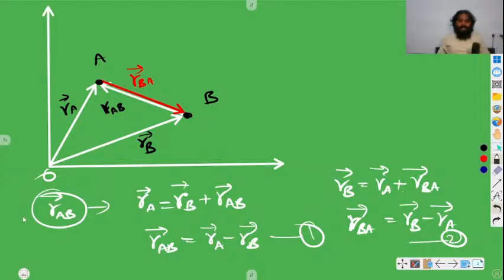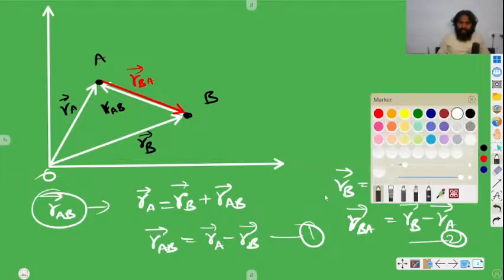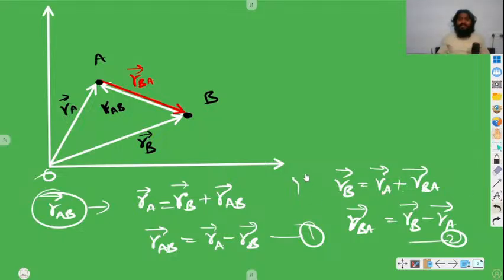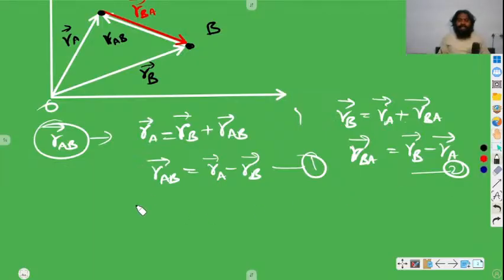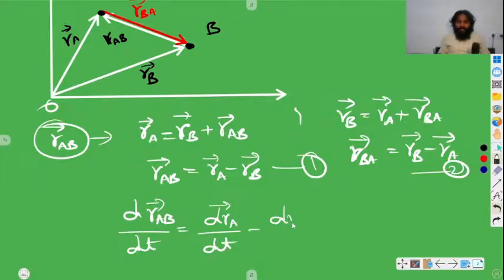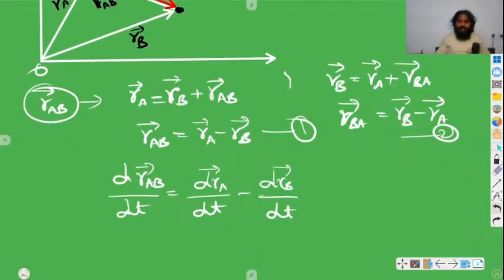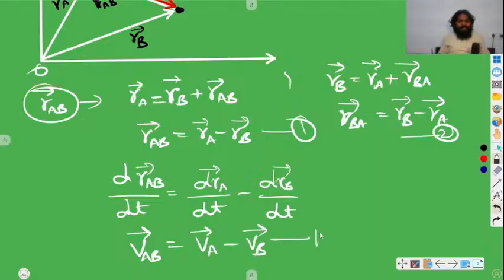Now here you should remember one thing. If you differentiate this equation on both sides, then what will you get? dRAB by dt is equal to dRA bar by dt minus dRB bar by dt. Now from this you will get dRAB by dt, which means the relative velocity of A with respect to B in a plane, is equal to the velocity of A with respect to origin minus the velocity of B with respect to origin. This is the formula you want to use to find relative velocity in the plane, right?